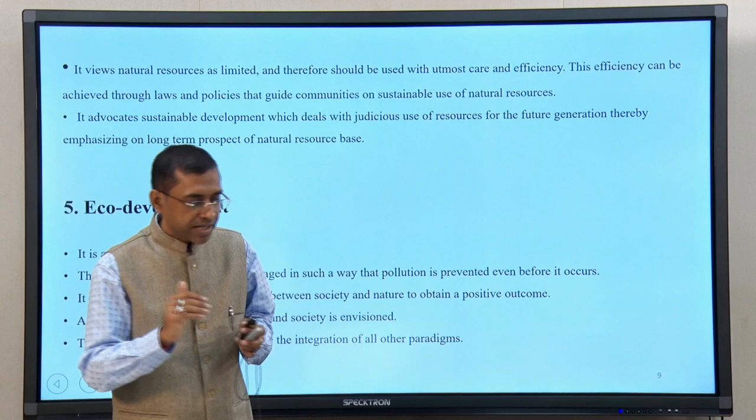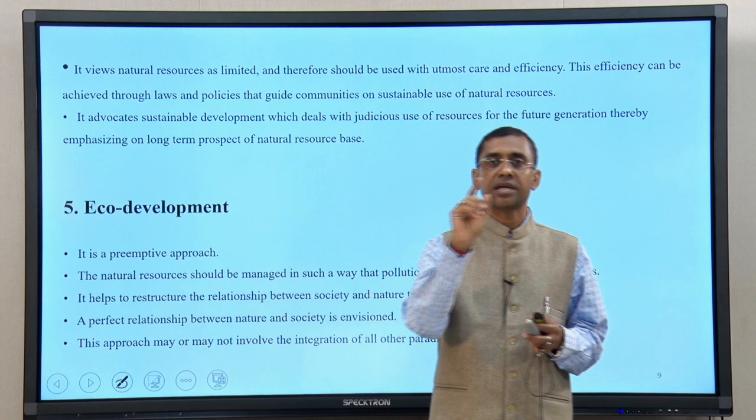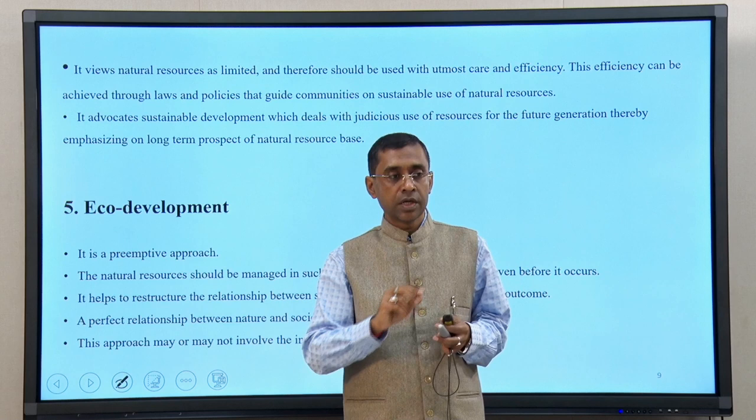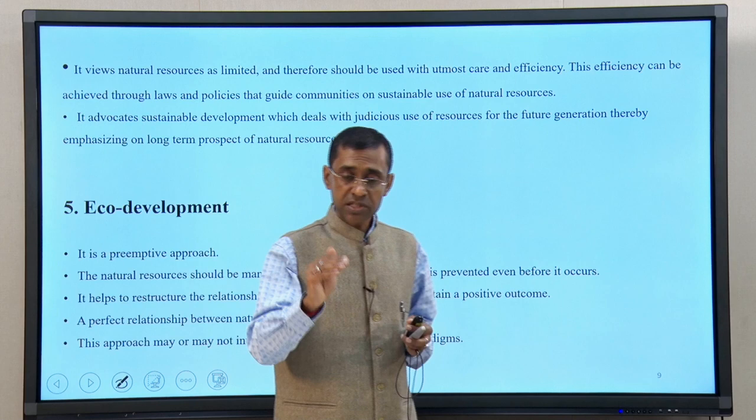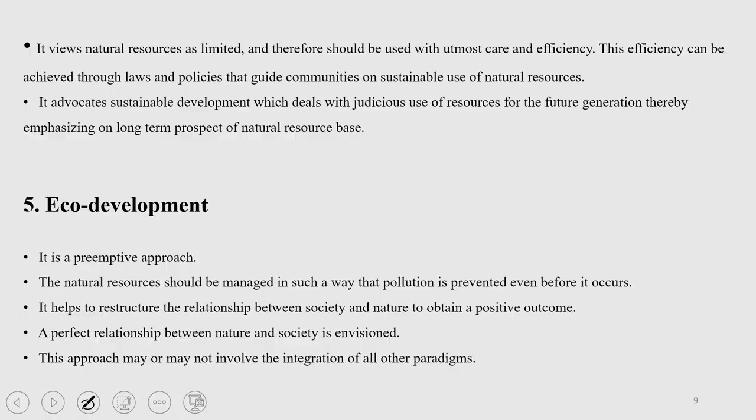So that means here it says that okay, you are going to utilize natural resources A, B and C, but you have to ensure that for the processes that you are going to use these resources A, B and C, it must not lead to environment pollution. It must not lead to contamination of any other natural resources. So that means it helps to restructure the relationship between us, society and nature.